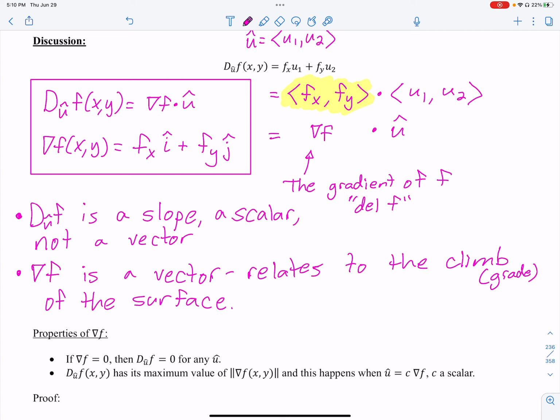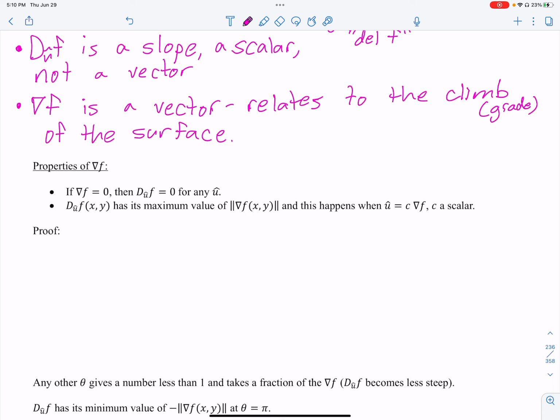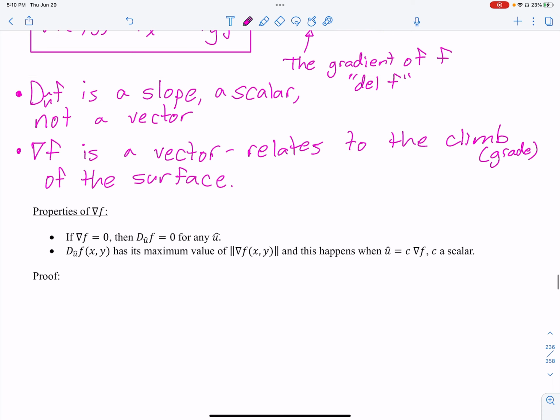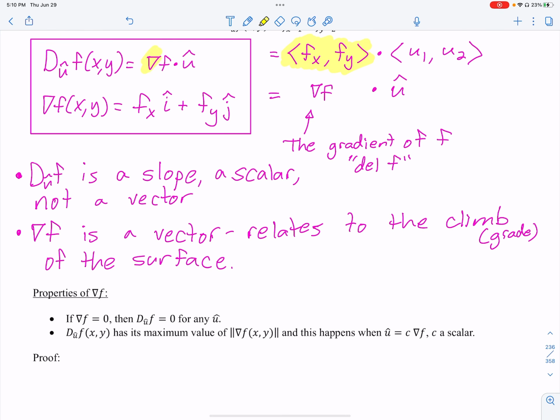A couple of properties of this, and then I'm going to prove the big thing that we get from this. Properties of the gradient of f. If the gradient of f equals 0, then the directional derivative equals 0. Just think about the definition of our directional derivative. It's a dot product. If it's a zero vector and I dot it with any vector, I get a 0. Dot products give us scalars, so we get a scalar. It doesn't even matter the direction because we're dotting it with the zero vector.